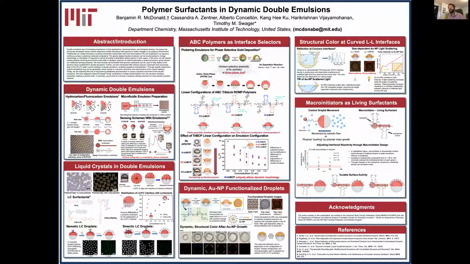And so we create what are called dynamic double emulsions. These are double emulsions in that rather than one phase suspended inside of another phase, two phases are suspended inside of one phase. These two phases are typically also immiscible, and they are a hydrocarbon and a fluorocarbon, represented in red, the hydrocarbon, the fluorocarbon.